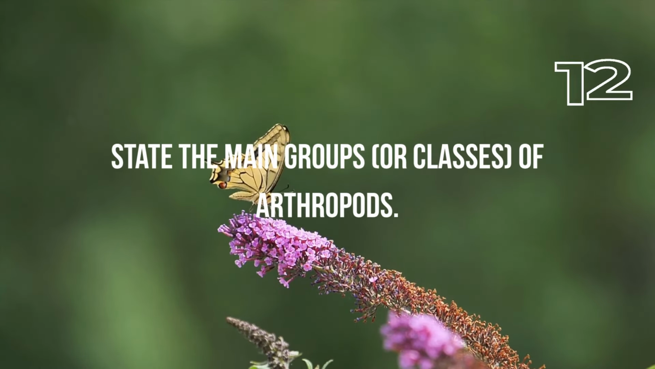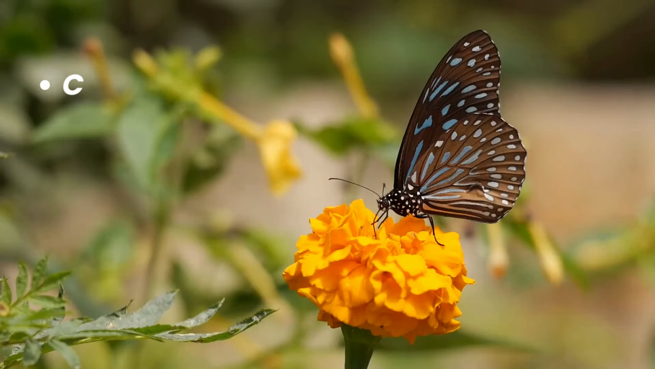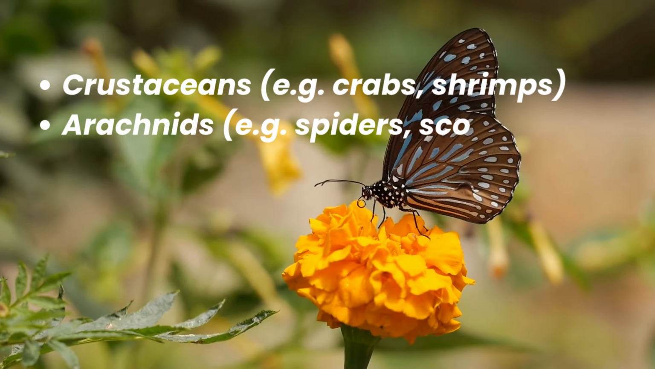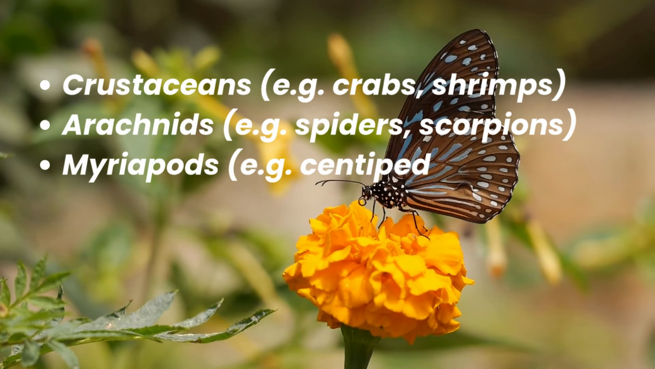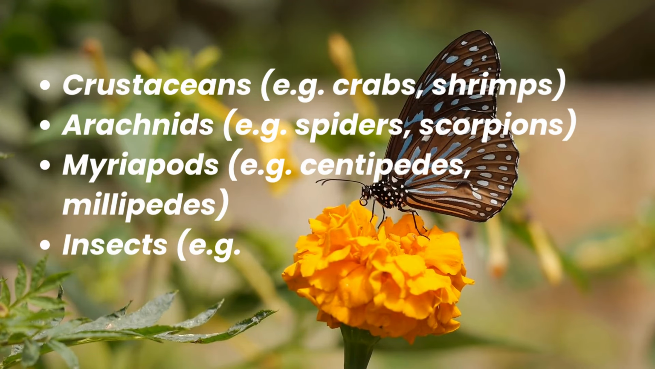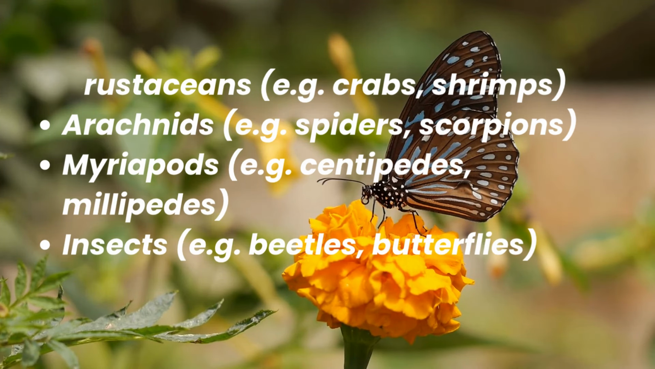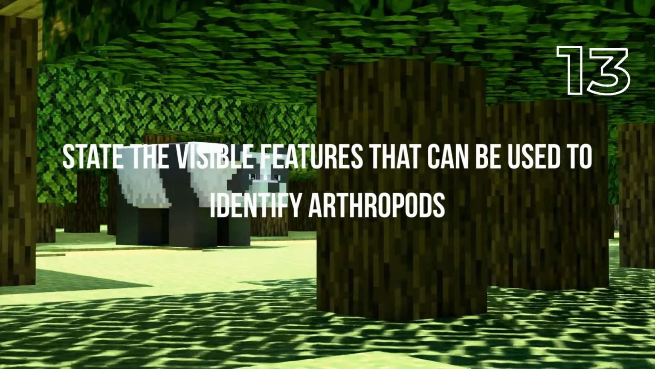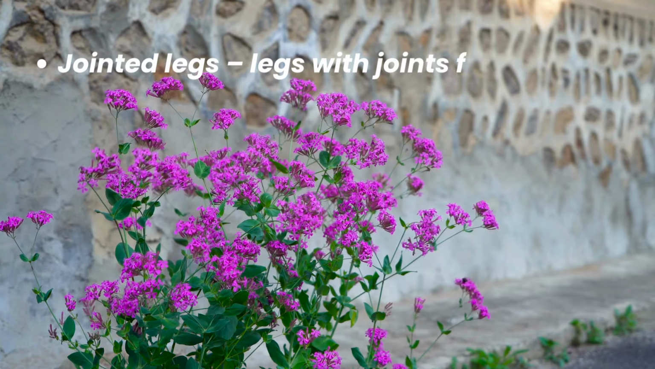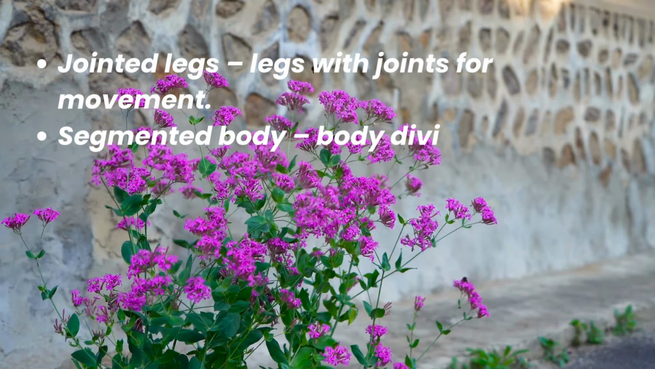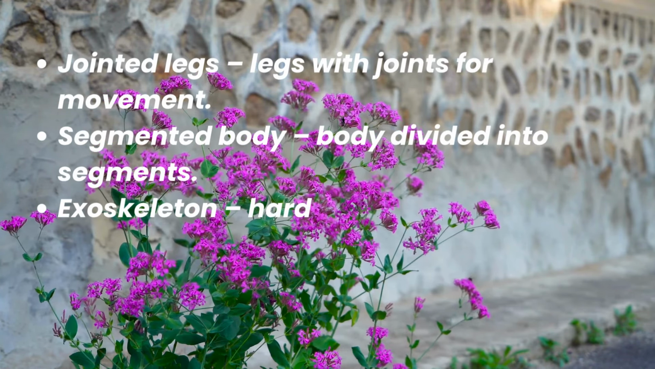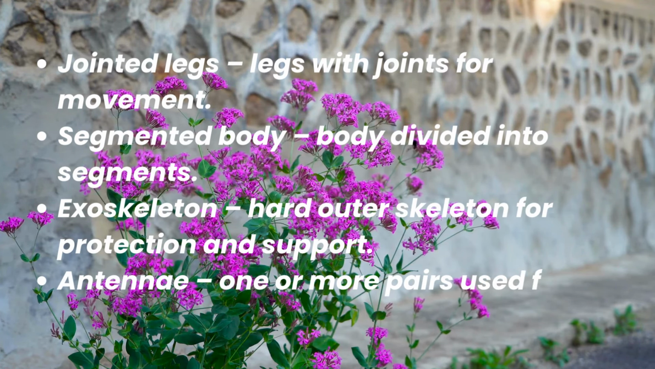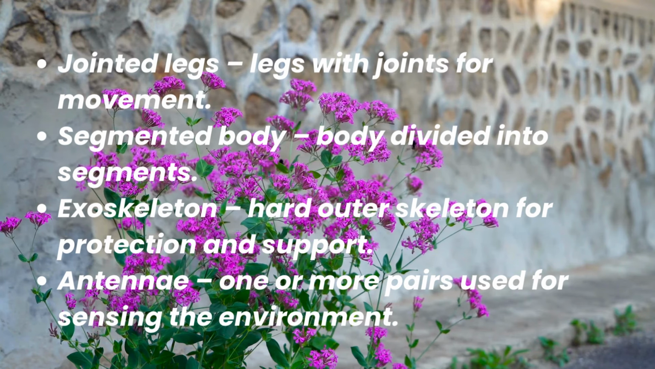State the main groups, or classes, of arthropods. Crustaceans, example crabs, shrimps. Arachnids, example spiders, scorpions. Myriapods, example centipedes, millipedes, and insects, example beetles and butterflies. State the visible features that can be used to identify arthropods. Jointed legs, legs with joints for movement. Segmented body, body divided into segments. Exoskeleton, hard outer skeleton for protection and support. Antennae, 1 or more pairs used for sensing the environment.